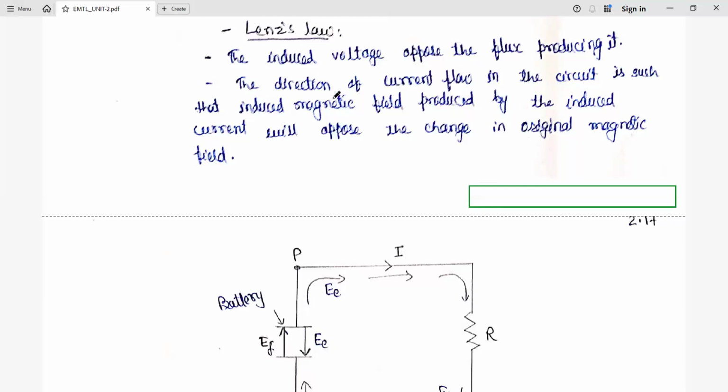So the direction of current flow in the circuit is such that the induced magnetic field produced by the induced current will oppose the change in the original magnetic field. So whatever change occurs in the original magnetic field is being opposed here by the induced current. So due to whom it is induced, it is going to oppose them only.